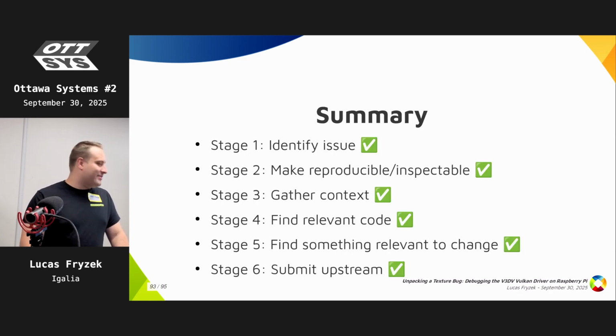That covers it. We identified the issue. We found a way to reproduce it and inspect it. We gathered context about what could be going wrong, found relevant code that we can use as a reference. We found something to change in that code, and then we confirmed it, fixed it, and we submitted our change upstream.